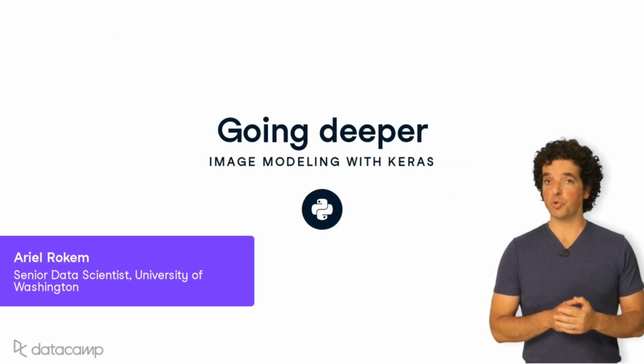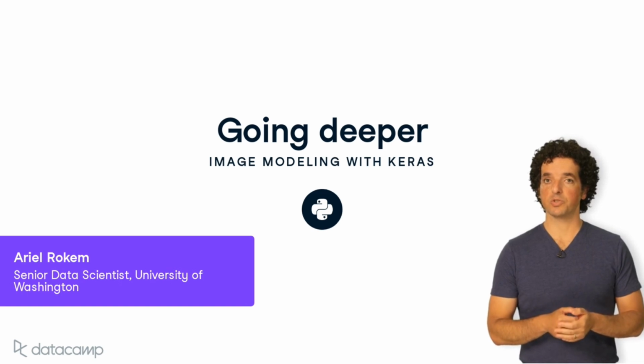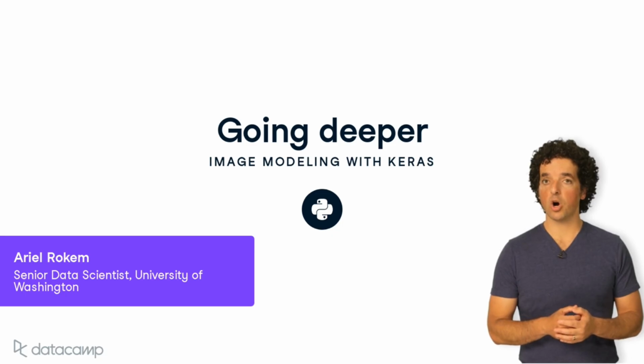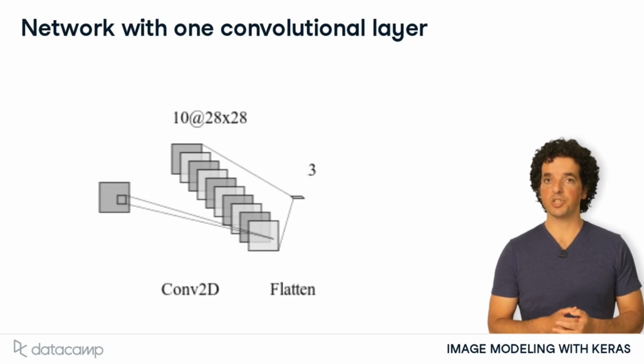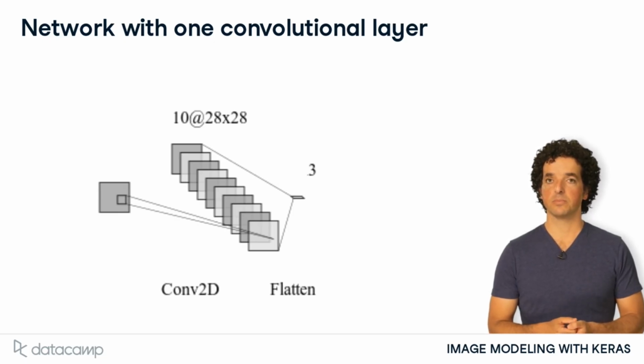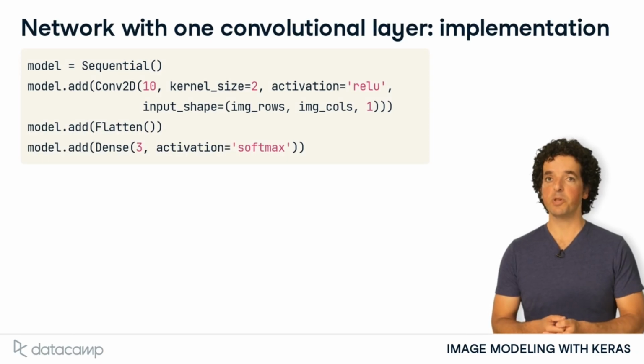One of the major strengths of convolutional neural networks comes from building networks with multiple layers of convolutional filters. This is why using artificial neural networks is sometimes also called deep learning. This is the diagram that describes the network that we saw before. It has one convolutional layer, followed by a flattening, and readout with a fully connected layer with 3 units. And here is the code that implements this network.